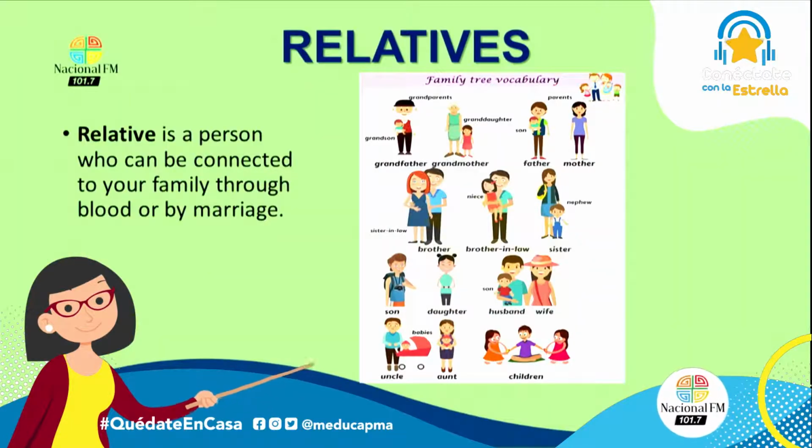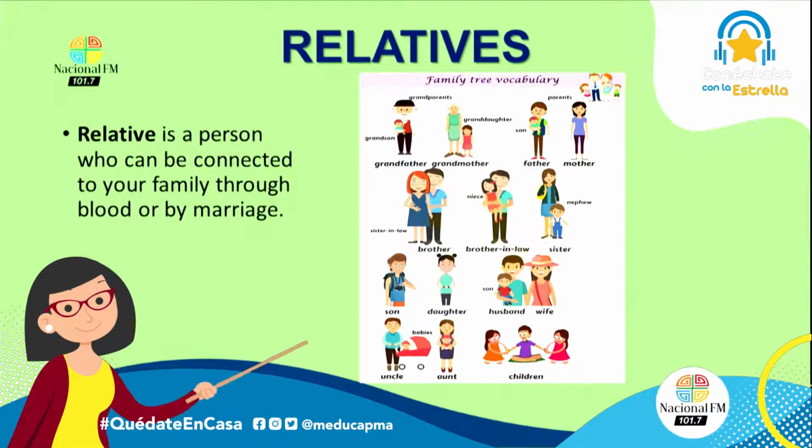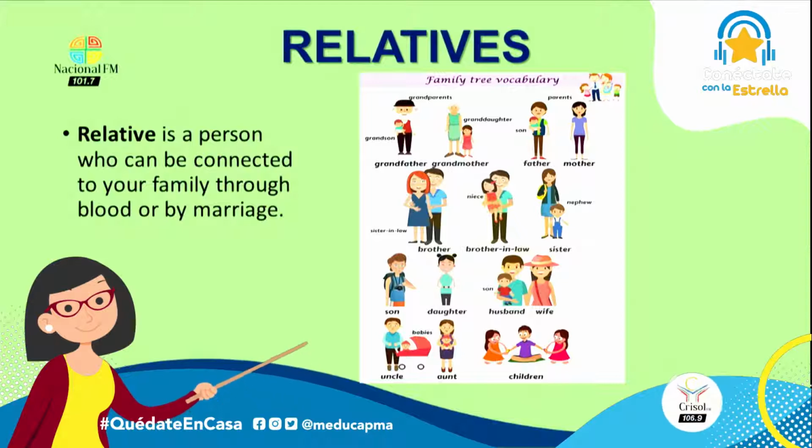A relative is a person who can be connected to your family through blood or by marriage. Let's say again, it's a person connected to your family through blood, sanguíneo, or by marriage, wedding, boda, matrimonio. Let's see some family relatives that we can mention, that we can call. Let's start with parents. Parents, mother and father.